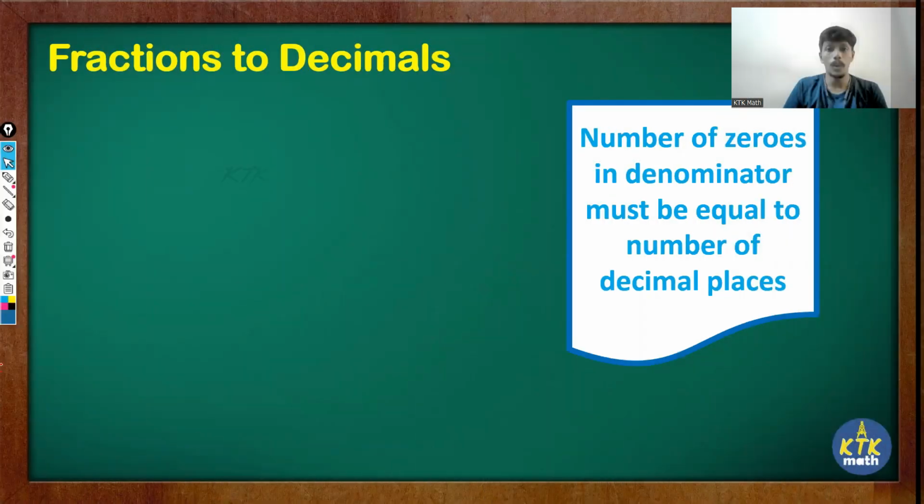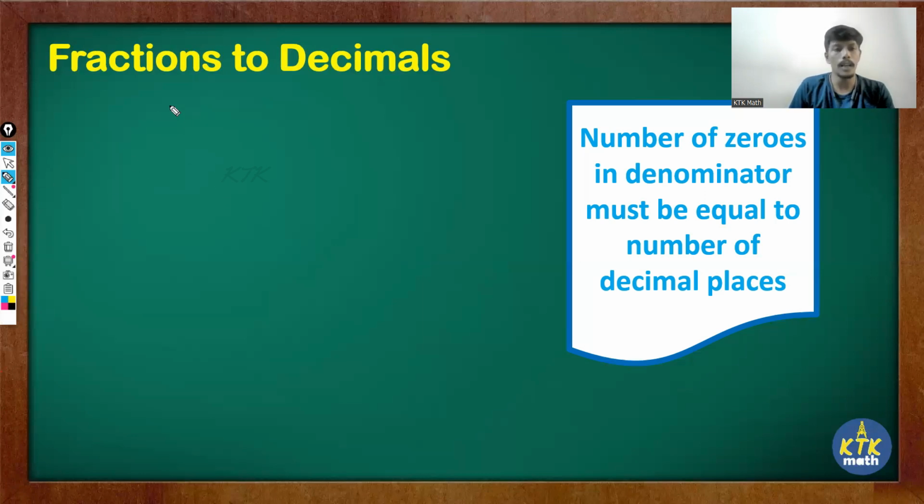Whenever you are converting any fraction into a decimal with the denominator in terms of powers of 10, make sure of this important point, you need to keep this in mind: the number of zeros in the denominator must be equal to the number of decimal places. You just check out the question. I'm going to give you both questions as well as the answers here.